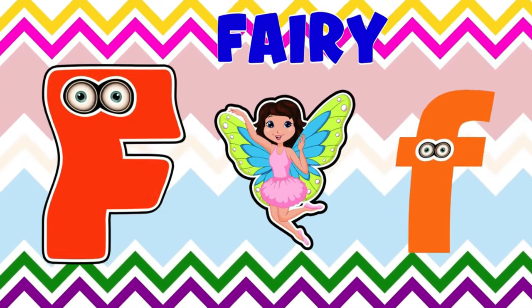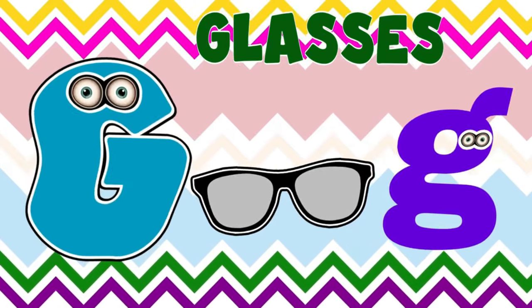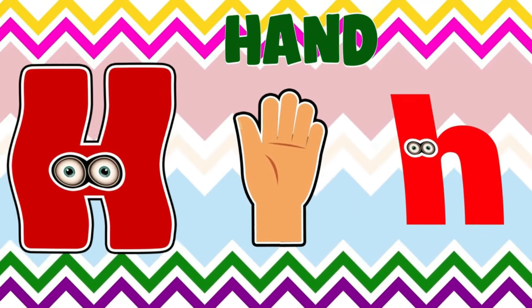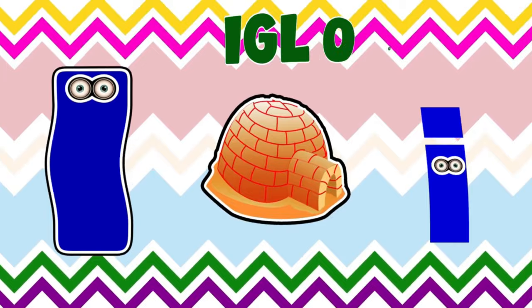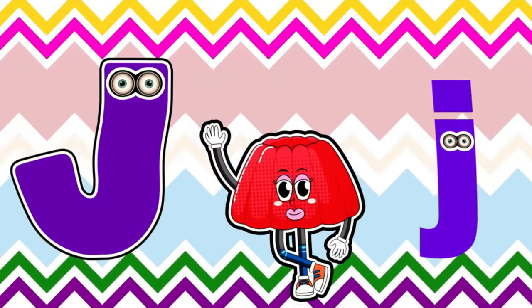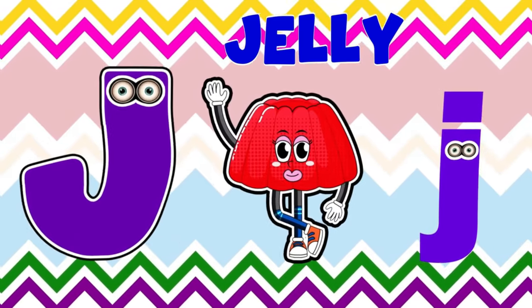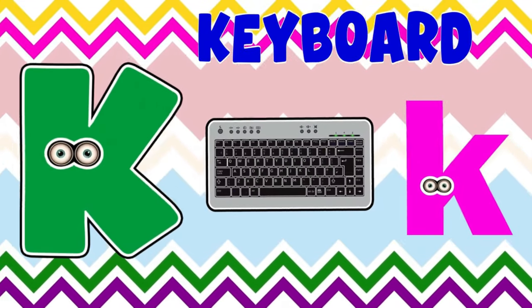G is for glasses, glasses. H is for hand, hand. I is for igloo, igloo. J is for jelly, jelly. K is for keyboard, keyboard. L is for ladybug, ladybug.